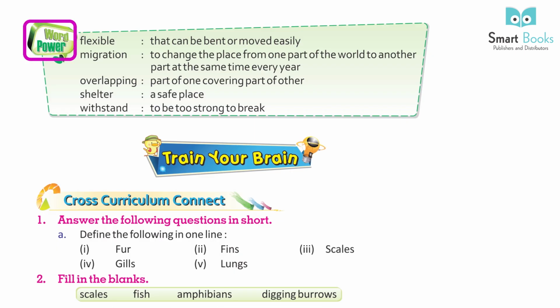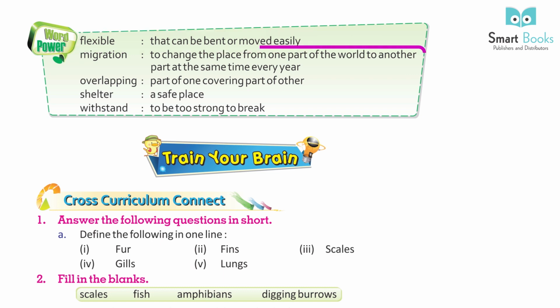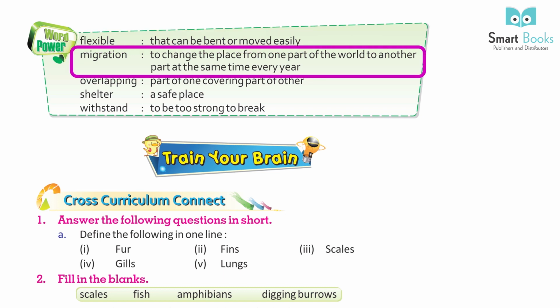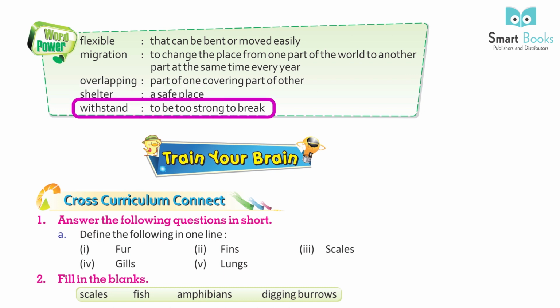Word power. Flexible: that can be bent or moved easily. Migration: to change the place from one part of the world to another part at the same time every year. Overlapping: part of one covering part of another. Shelter: a safe place. Withstand: to be too strong to be affected.